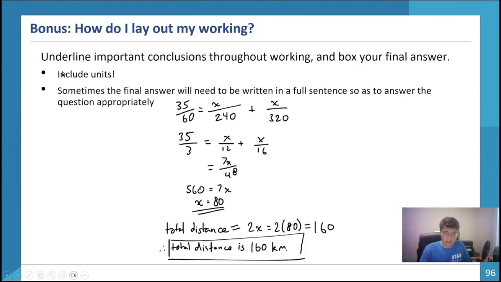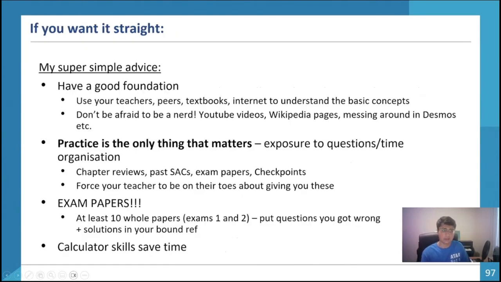So I'm going to underline it. The total distance is given by 2 times x, which is, in this case, 160. So I found that 160 is the total distance. In hindsight, I probably should have underlined this. But in my final answer, I need to write it in a full sentence with units to address what the question is asking. What is the total distance? So I'll write that the total distance is 160 kilometers and box that answer so that the examiner can find it quickly. There's the advice just to send you away with.